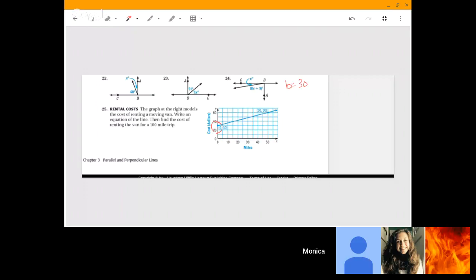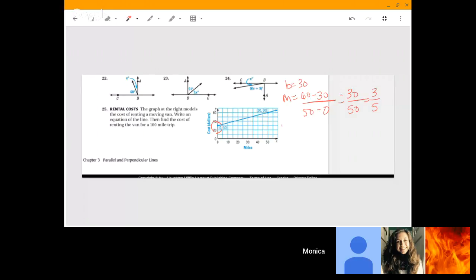Now, the slope we can calculate by using our formula, y2 minus y1 over x2 minus x1. And we can just use the 2 points that it gives us, okay? So y2 would be 60 minus y1 would be 30 over x2, which is 50, minus x1, which is 0, okay? So 60 minus 30 is 30. 50 minus 0 is 50. So that reduces to 3/5.